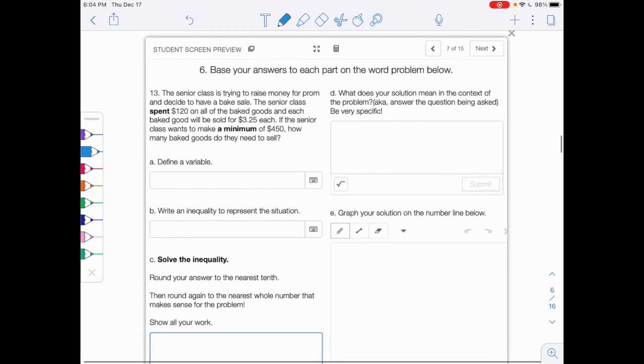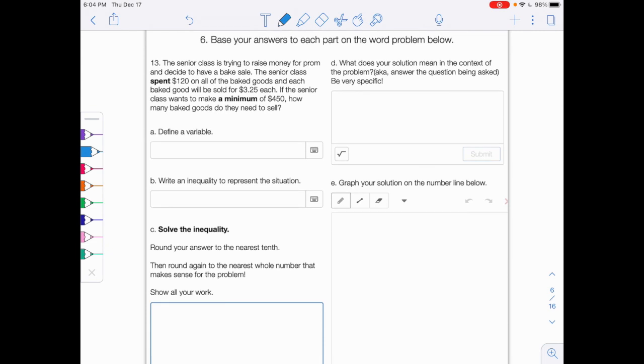We then have a word problem here. It says the senior class is trying to raise money for prom and decide to have a bake sale. The senior class spent $120. When you spend $120, and we're talking about making money, then it's going to be negative. So we need to remember that. And it says each baked good will be sold for $3.25. And they want to make a minimum. So the least amount they want to make is $450, so greater than or equal to, right? Minimum is greater than or equal to.